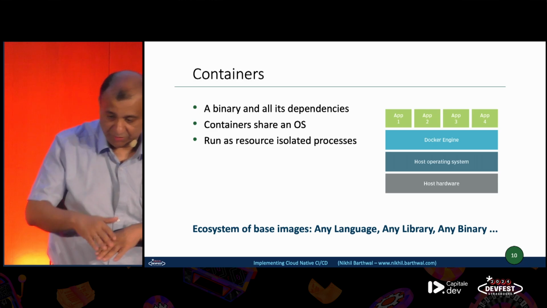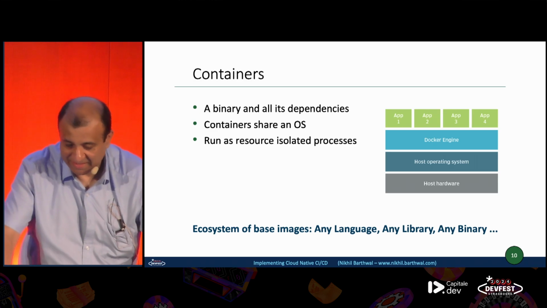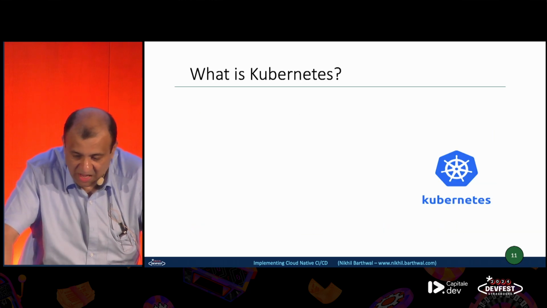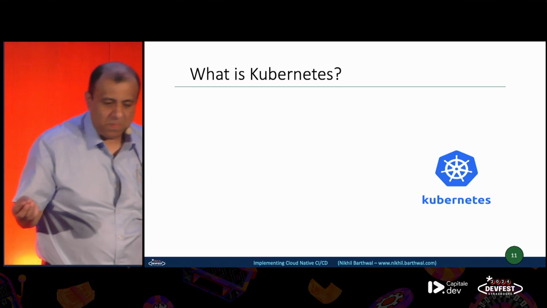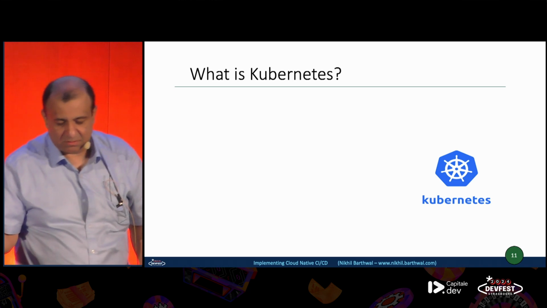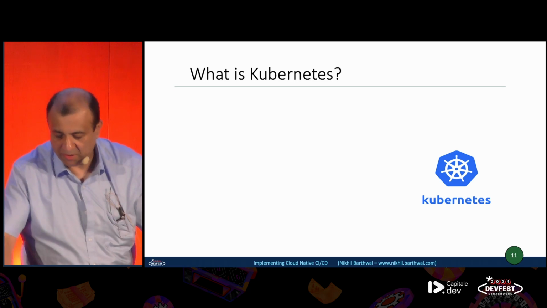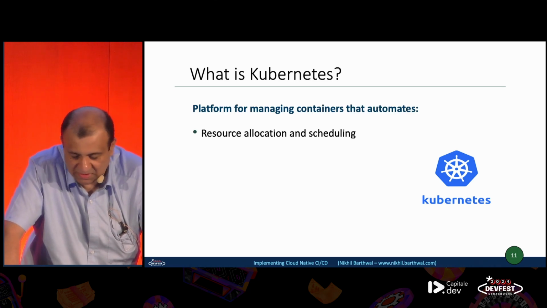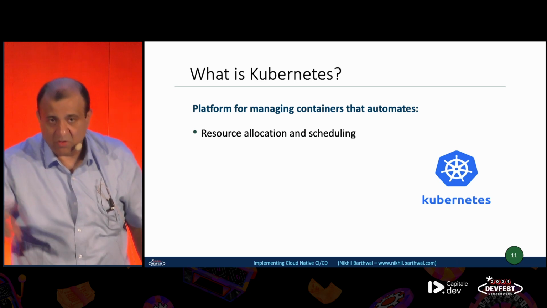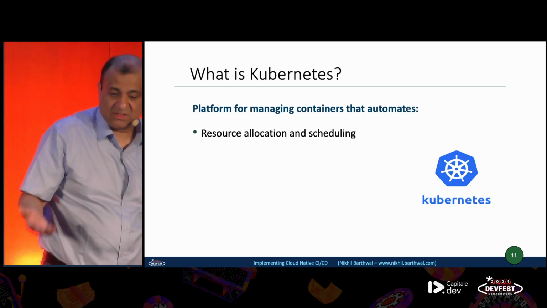It's a layered architecture, right? So we have these containers. Then what do we have? Kubernetes. Kubernetes is basically a platform for managing containers, an operating system for your data center. It does a lot of automation, resource allocation, scheduling, because we talked about optimized resource allocation. So this is going to be a big thing.